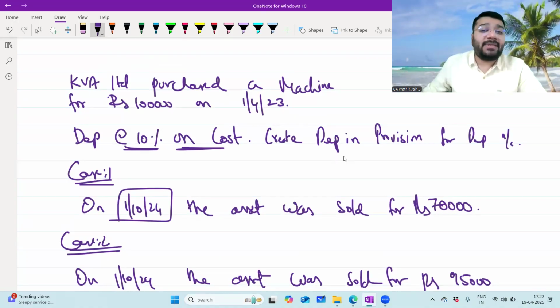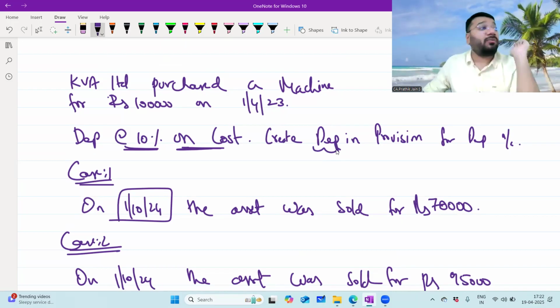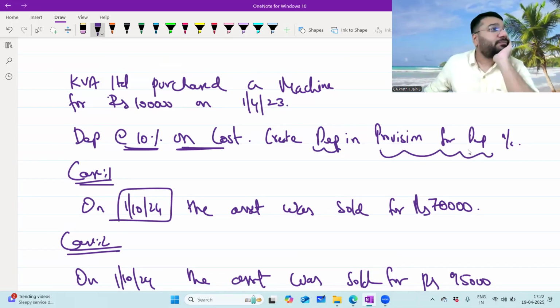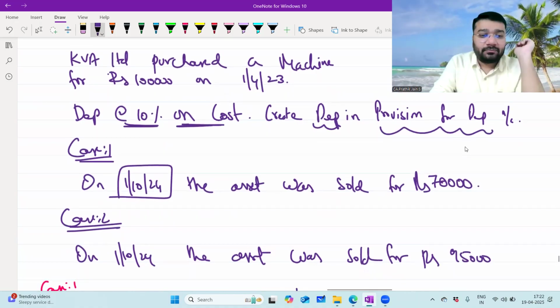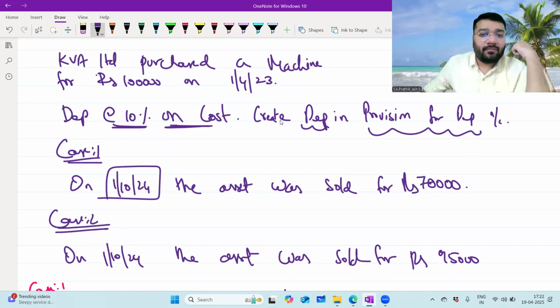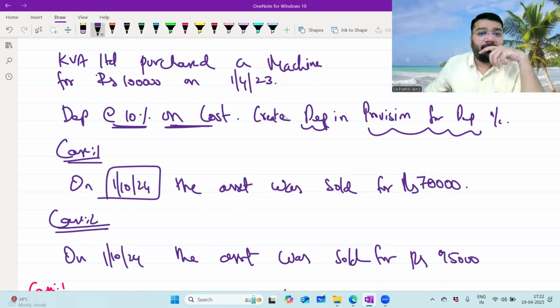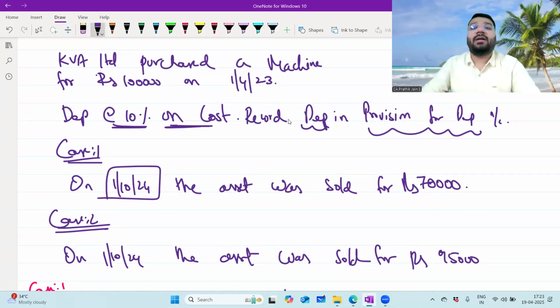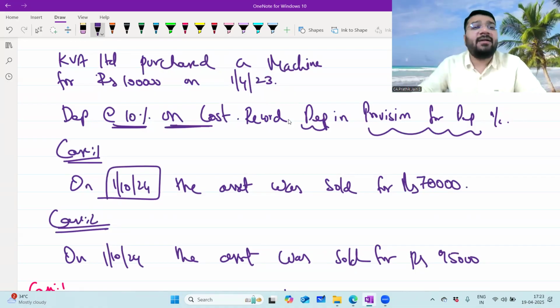Full stop. Create depreciation in provision for depreciation account. Means what? In the previous question, the depreciation was recorded in the asset account. Now you are recording the depreciation in the provision for depreciation account. Rest everything is same. Please write the question. Instead of create, you can say record also. Record depreciation in provision for depreciation account, or it might say that the entity is maintaining the depreciation under the provision for depreciation method. Any language they can use.